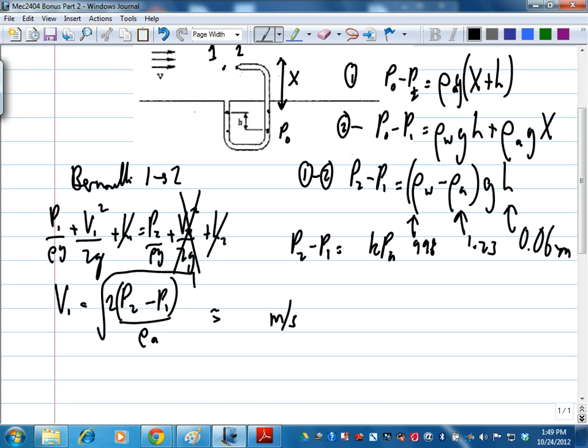Is that okay? It's pretty straightforward. That's the manometer pitot-static tube arrangement. The thing you need to do now is V2 is 0. The flow comes to a stop at the end of the opening of the tube.